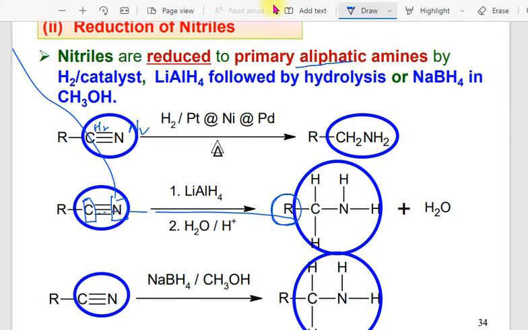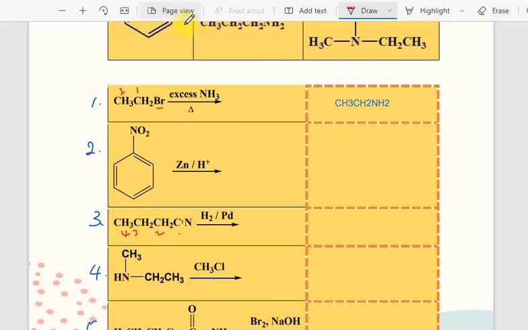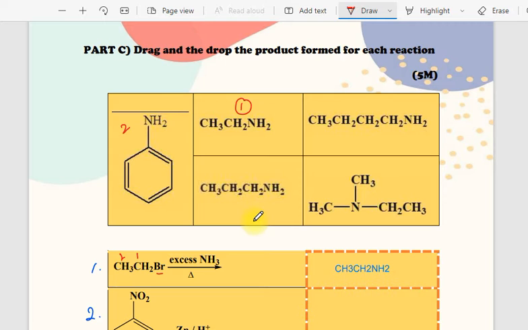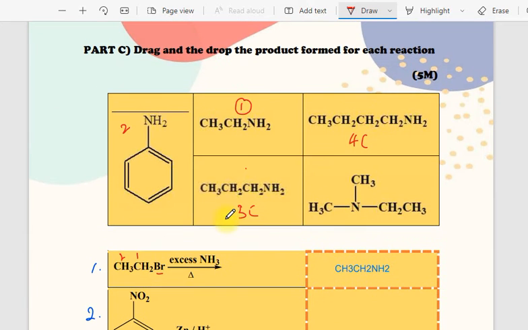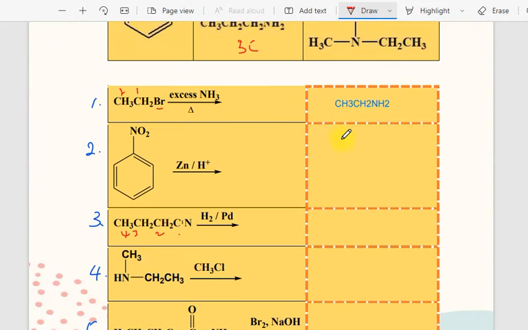Let's check for the answer. The answer is 4 carbon and then CH2 and NH2. This is the answer for question number 3. Be careful: this one is 4 carbon, this one is 3 carbon. If it is 4 carbon or 3 carbon, always double check. 1, 2, 3, 4, 4 carbon. So this is the answer for question 3. Just now, this one was question 2, and this is question 3. Next, question 4.